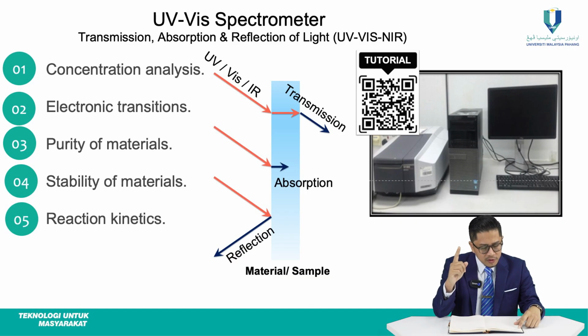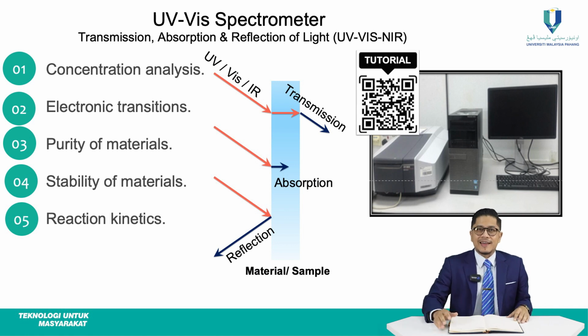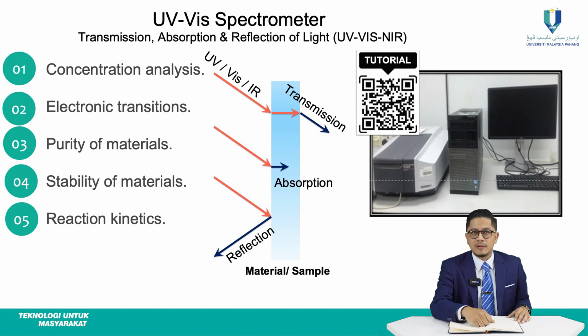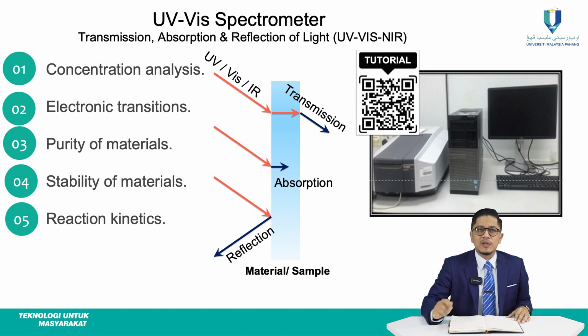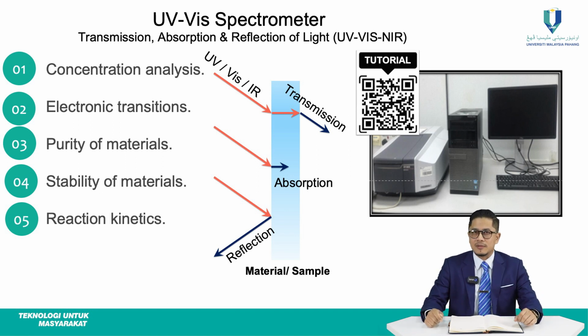Now, the first instrument that we will discuss is the ultraviolet to visible to near-infrared spectrometer, or known as UV-Vis NIR. This instrument measures the absorption, transmission, and reflection of ultraviolet, visible, and near-infrared light in a material. It is commonly used to determine the concentration of a solution or to analyze the electronic transitions in a material.